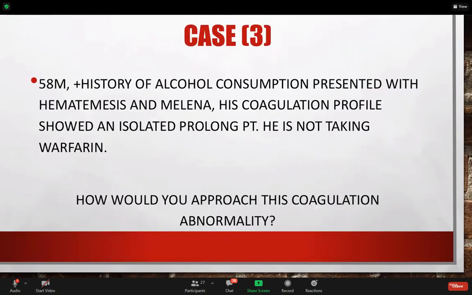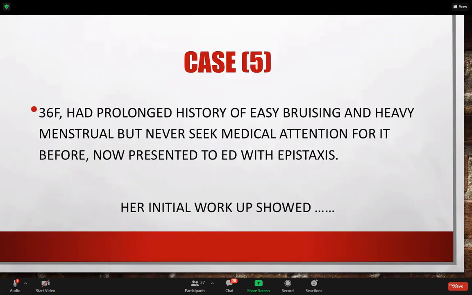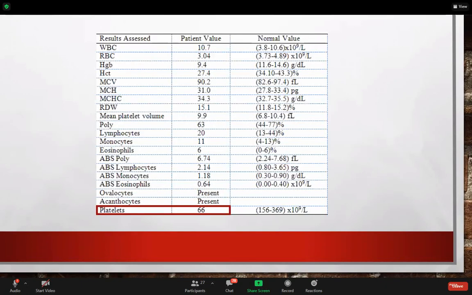Okay, so let's go to the next case, switching gears to platelet disorders. A 36-year-old female had a prolonged history of easy bruising and heavy menstrual cycles, but never sought any medical attention before. Now she presented to the emergency department with epistaxis. Her initial workup showed the following.